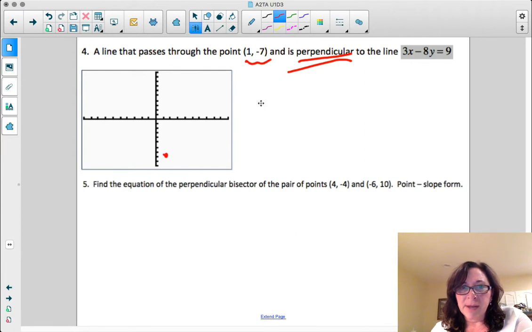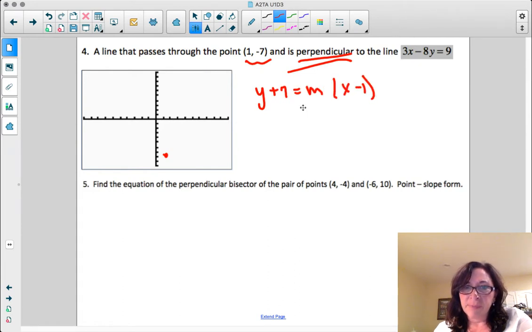This is my point that I'm going to start. So again, I'm going to go y minus, so it's the opposite of that. So it'll be plus 7 equals my slope times x minus 1. I need the slope.